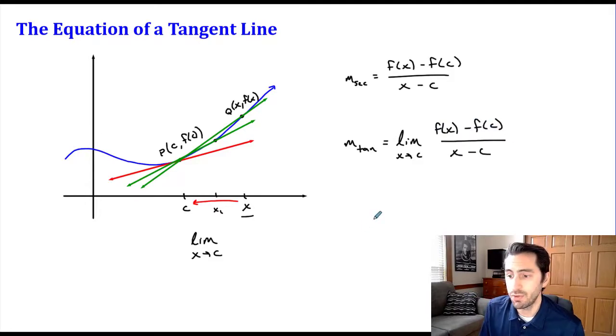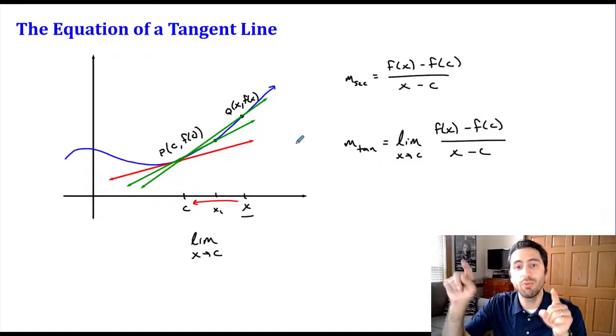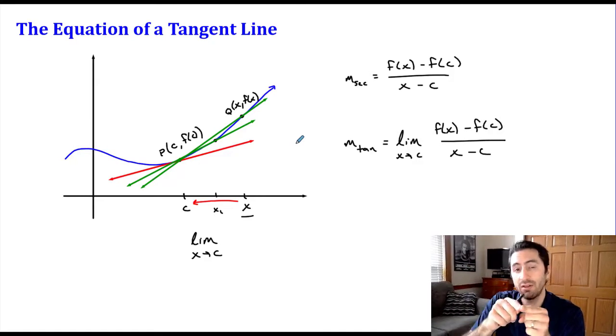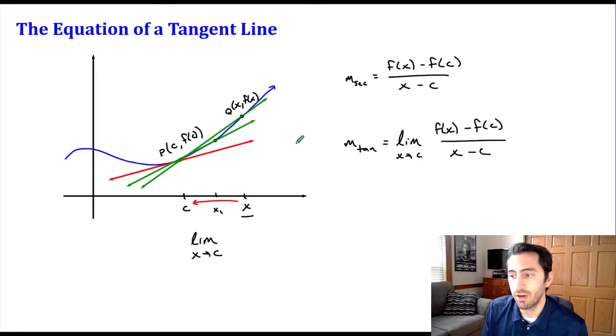Okay, so using this idea of limits, we're starting with 2 points. Having 2 points allows us to find the slope of a secant line, but we want to take those 2 points and move them closer together so that our limit is at 1 point, and then we have our tangent line. Another way that we can notate this is with prime notation.